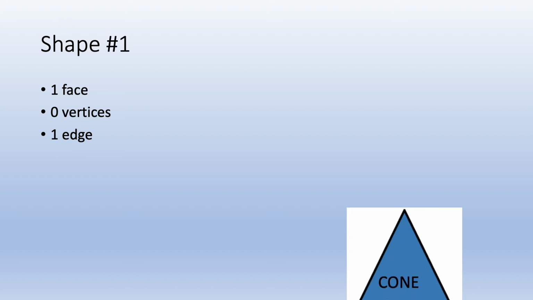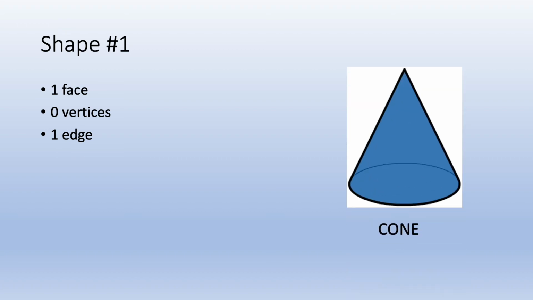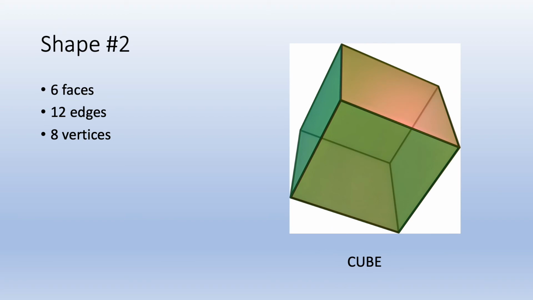So the first shape that we're going over has one face, 0 vertices, and 1 edge. And that will give you a cone. Shape number 2 has 6 faces, 12 edges, 8 vertices, and that'll give you a cube.